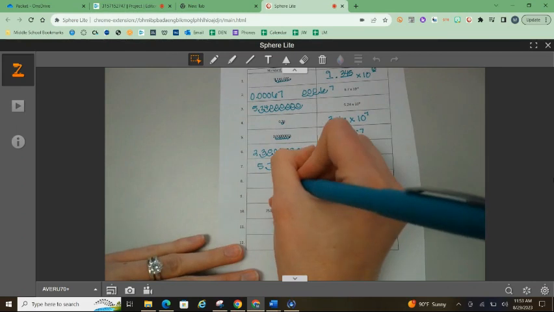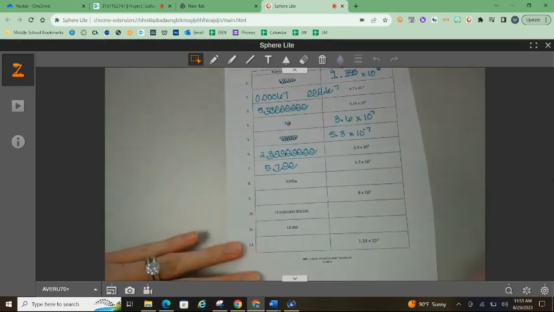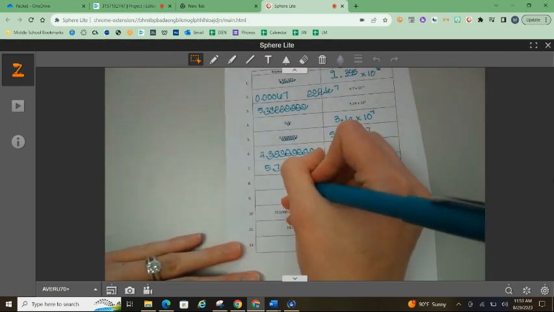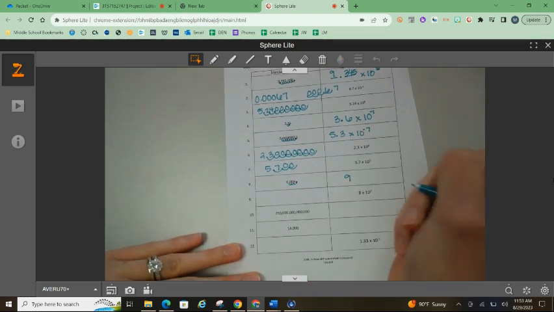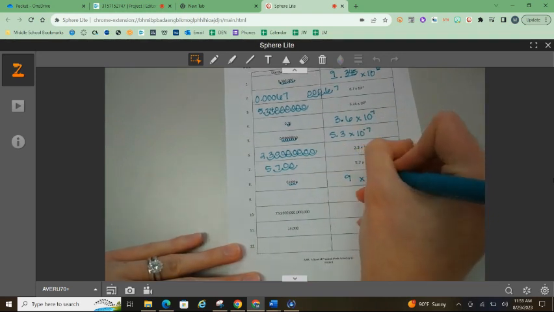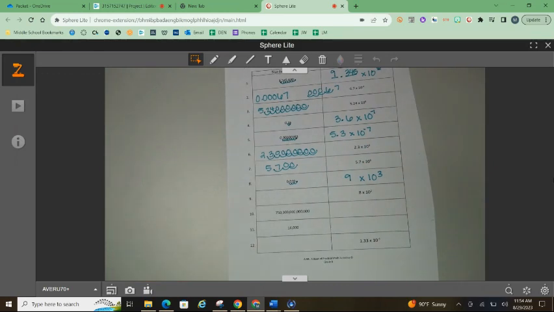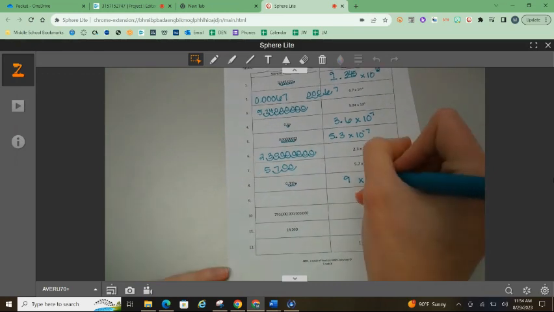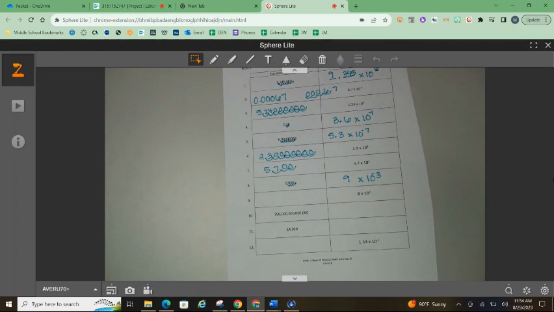I want one significant digit in front of the decimal, so that's got to be the 9. So I move my decimal 1, 2, 3 places. I put the 9 down, times 10 to the 3rd, except that number was small to begin with, so that's a negative 3. There's nothing for me to put behind the 9, so I can just leave it like that.